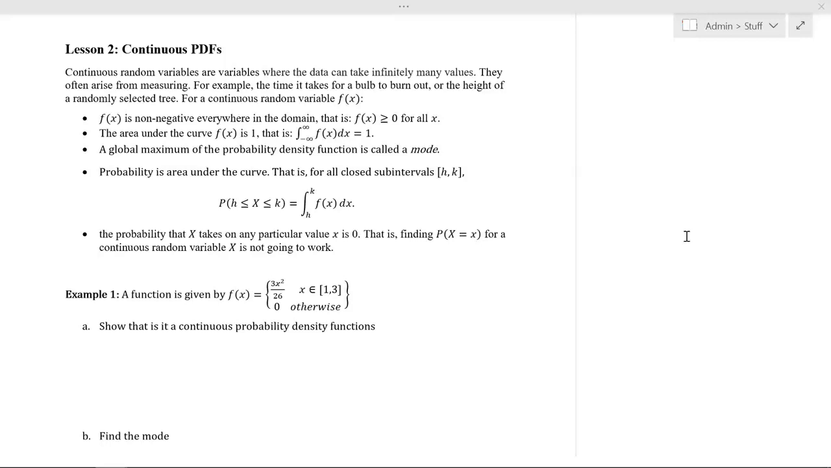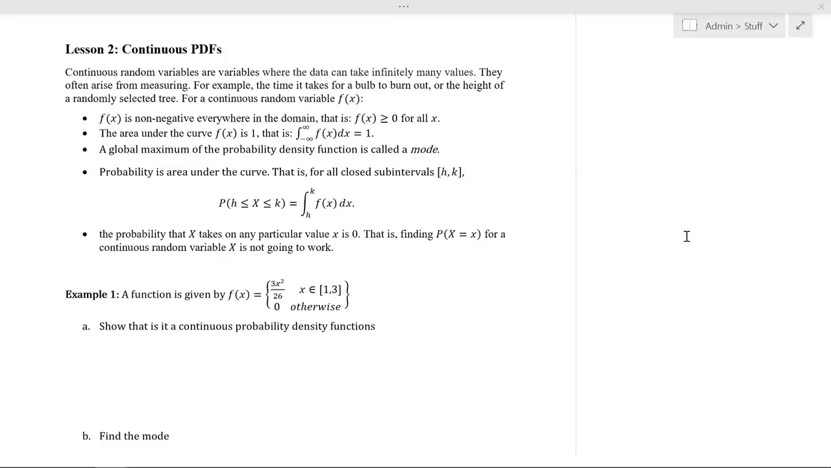The peak of our curve will be a maximum, and this will be the mode. It'll be the most popular result. The probability will be the area under the curve. So if you want the probability between, say, 1 and 3, you'll just integrate the function from 1 to 3. So instead of summing the little rectangles in a histogram, we're going to be summing an area under a curve.